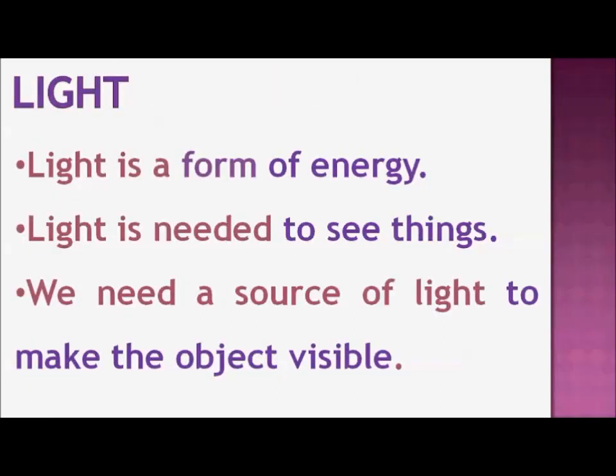What is light? Light is a form of energy. Light is needed to see things. We need a source of light to make the object visible. Now, let us see what are the sources of light.